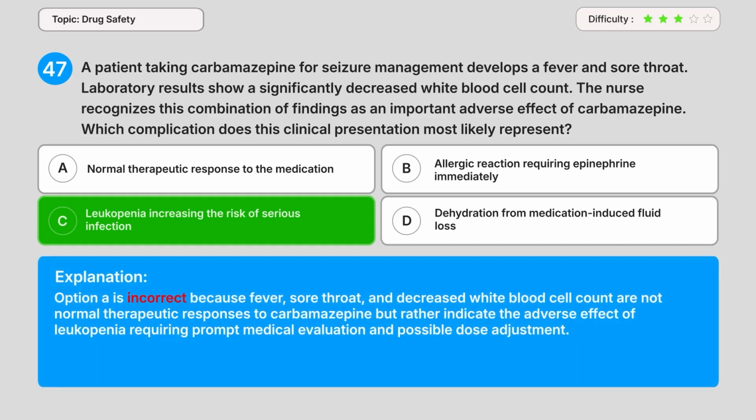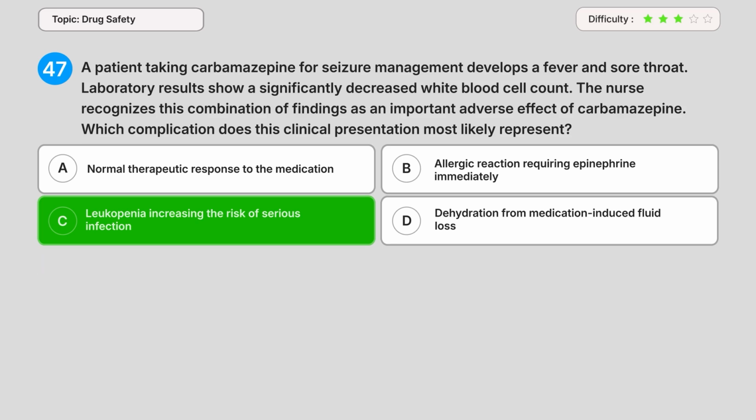Option A is incorrect because fever, sore throat, and decreased white blood cell count are not normal therapeutic responses to carbamazepine, but rather indicate the adverse effect of leukopenia, requiring prompt medical evaluation and possible dose adjustment.